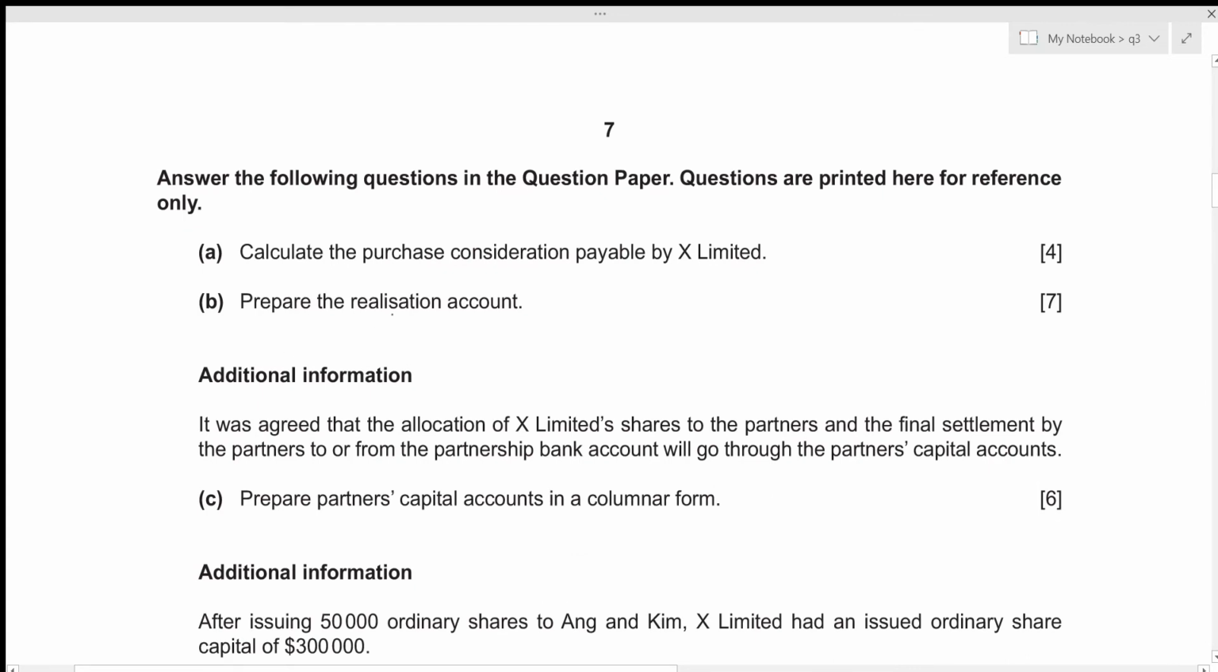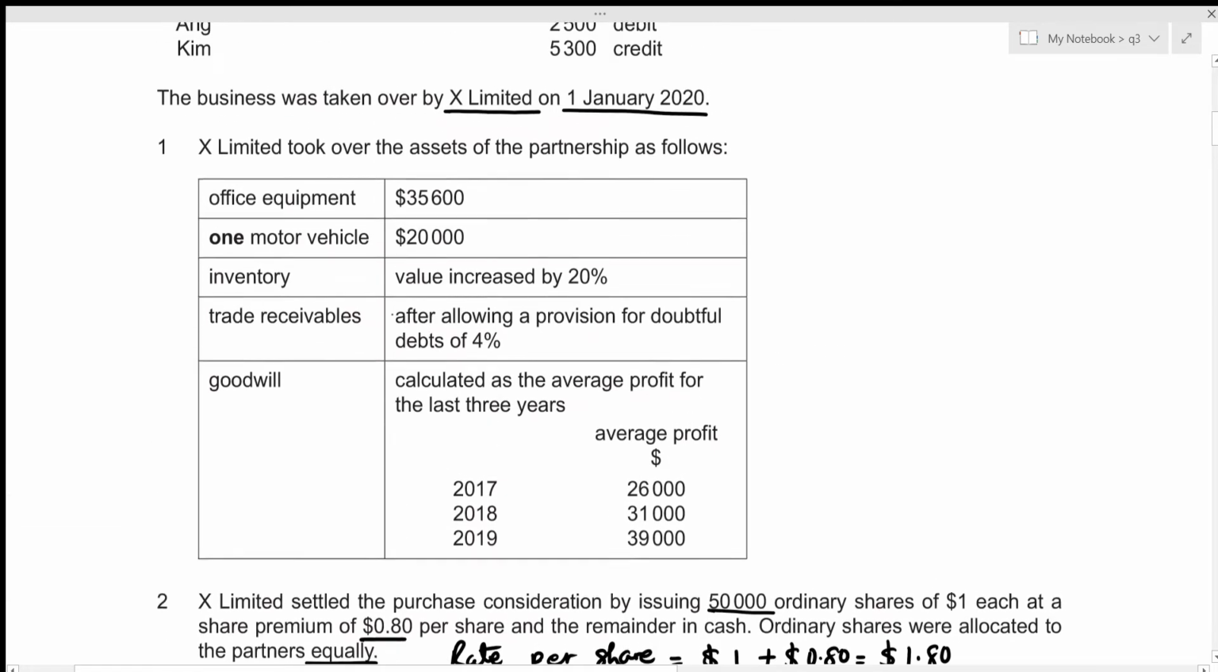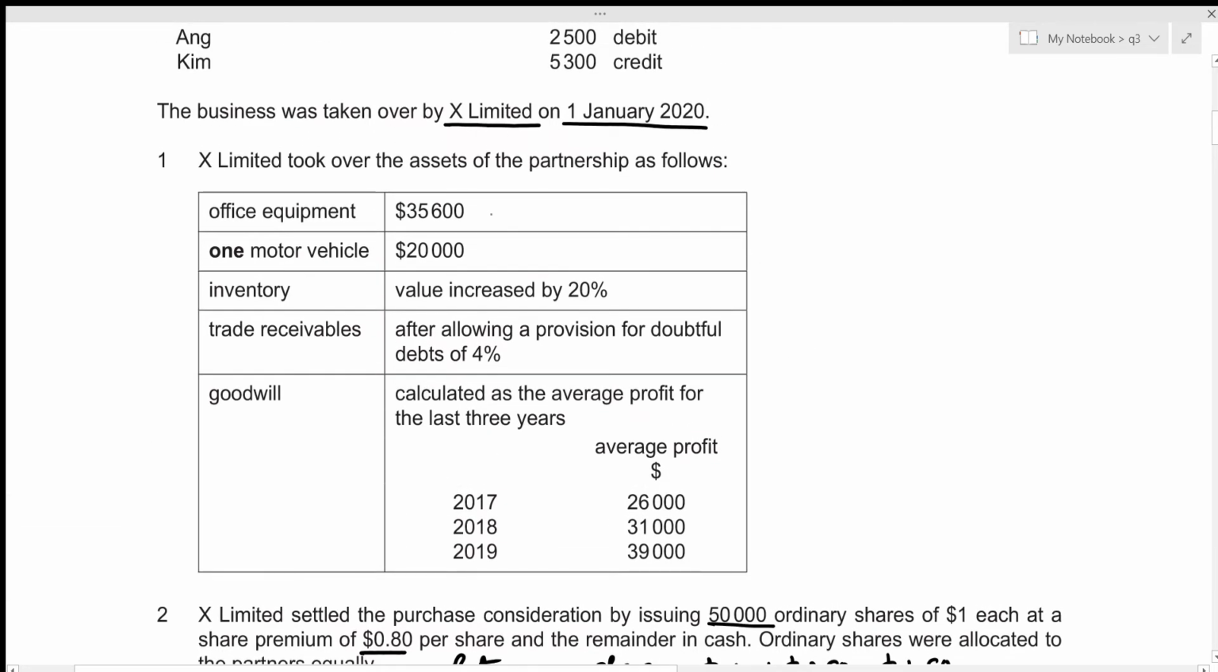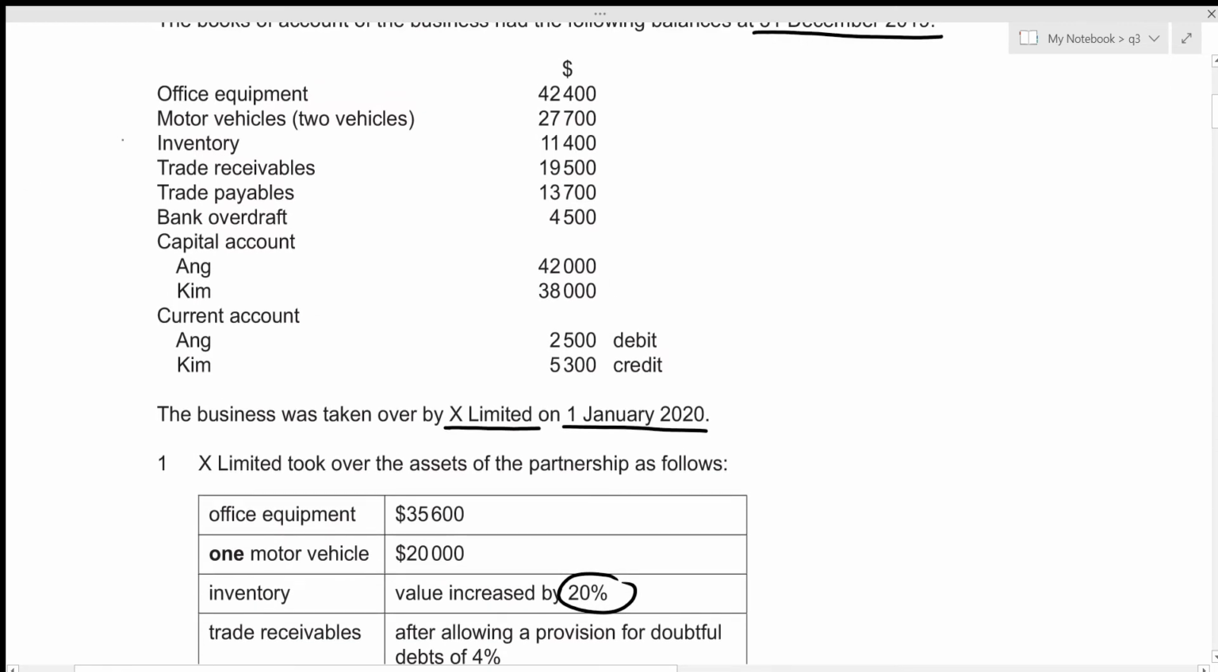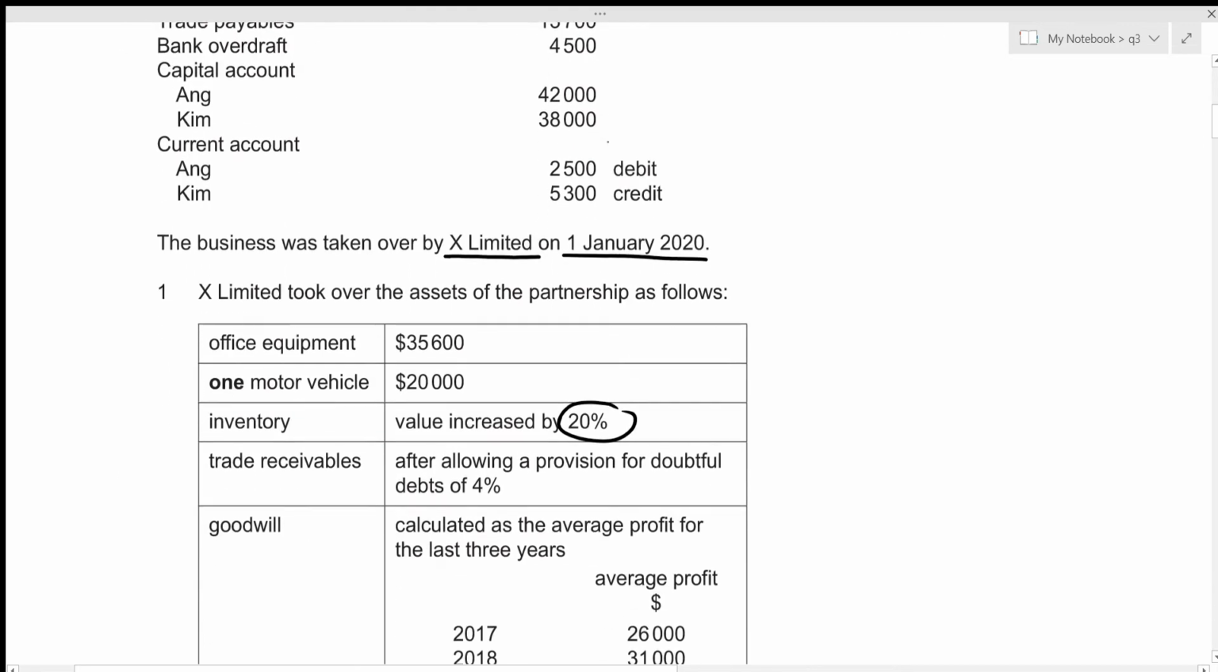So we were given the conditions on which X Limited took over the assets above. So office equipment was taken over at the value of 35,600. One motor vehicle was taken over at the value of 20,000. Then the inventory was taken over after increasing its value by 20%. So let's have a look at our existing value of the inventory, which is given right here. It amounted to 11,400. Now we need to increase its value by 20%.